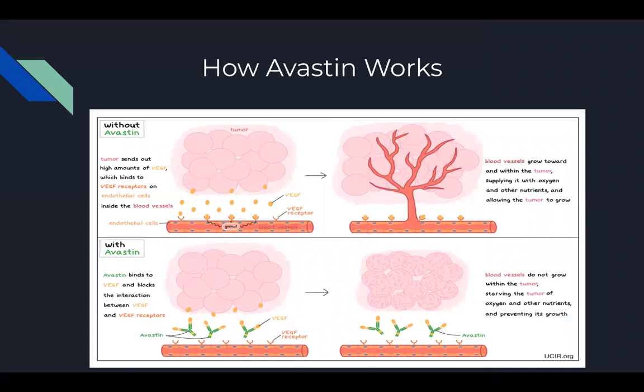As you can see in the diagram, when there is no Avastin present, there is an abnormally high amount of VEGF binding to receptors and stimulating blood vessel growth. With Avastin binding to VEGF, there is no interaction with the VEGF receptors, preventing blood vessel growth and a lack of nutrients to the tumor.